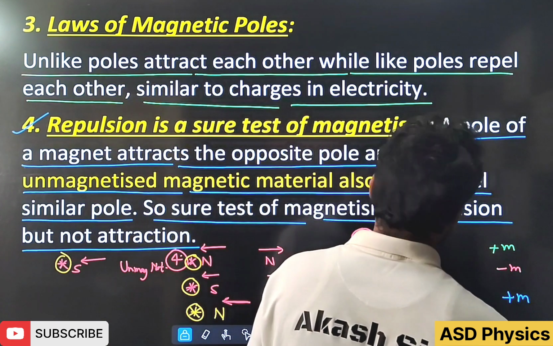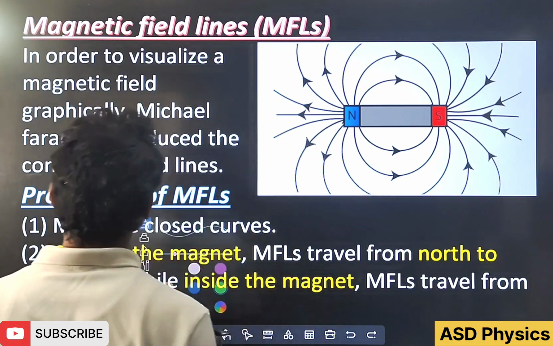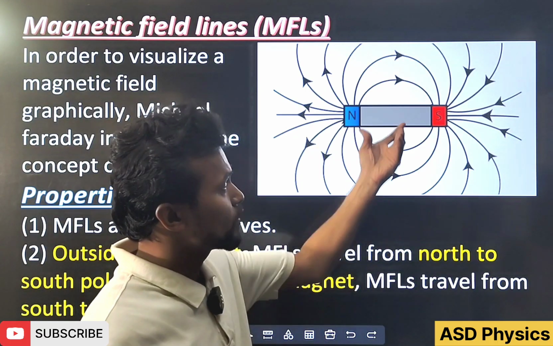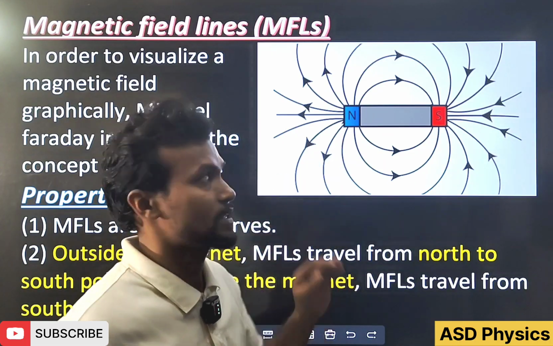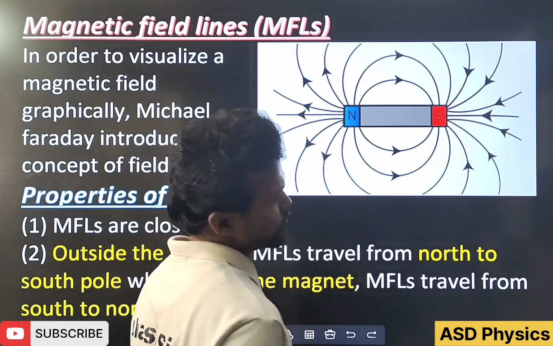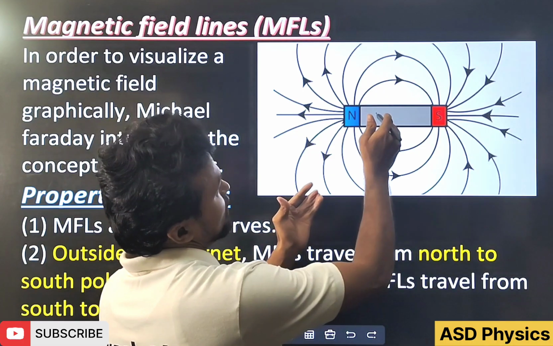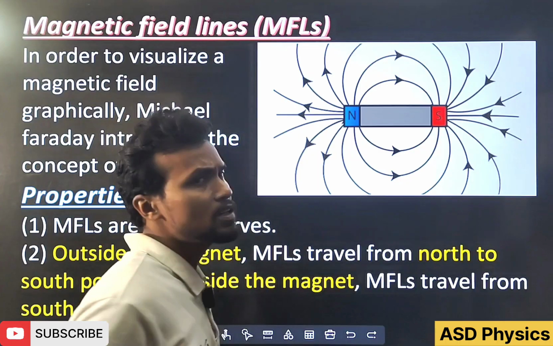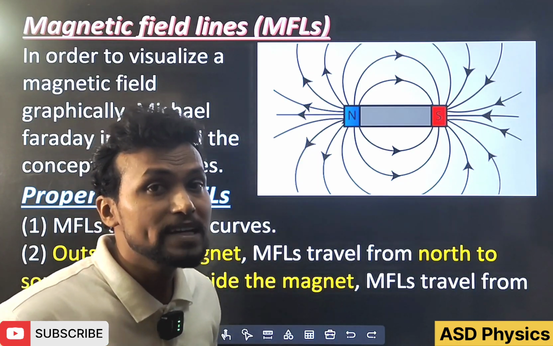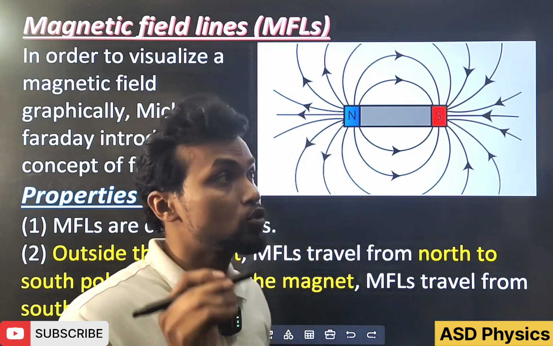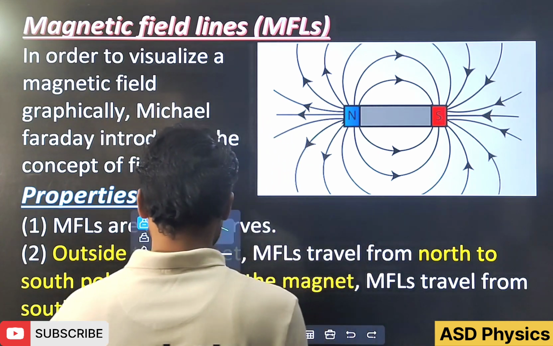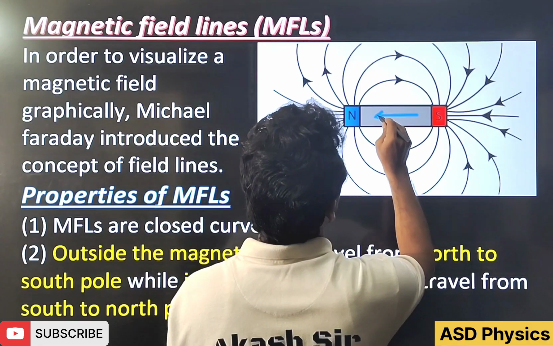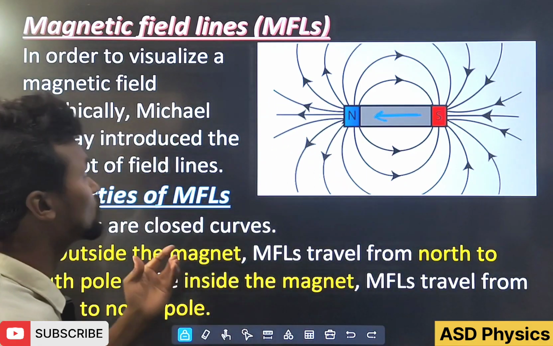Now we'll see the next one. Very important. Magnetic field lines, in short form MFLs. Here you can see a diagram of the bar magnet. This is the north pole, this is the south pole. We know from the basics that magnetic field lines start from the north pole and enter into the south pole. Outside the magnet, the field lines go from north to south pole. But inside the magnet, the field lines go from south to north pole. Remember that.